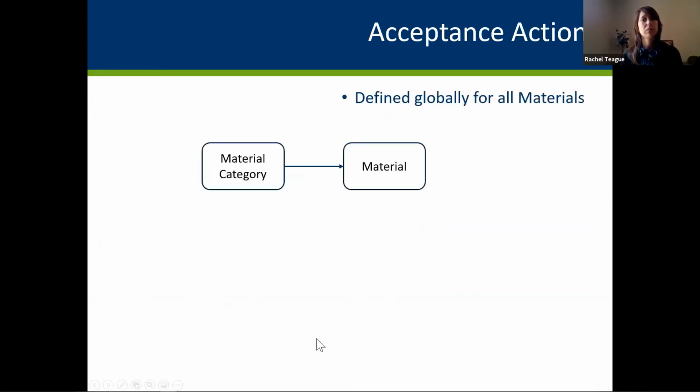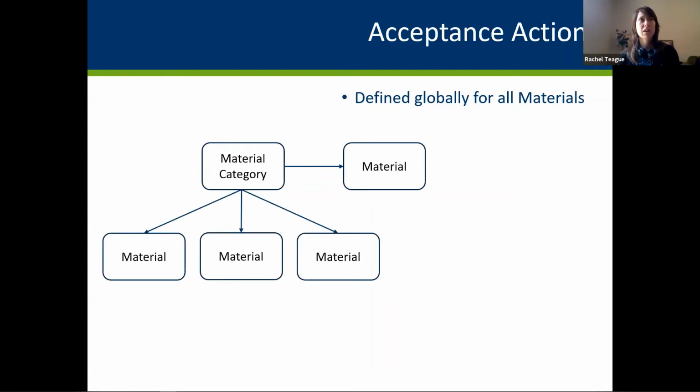How these work and where we're going with them is that you first define your acceptance requirements globally for all of your materials, no matter where they're used. We have grouped your materials into material categories, and this is important because your category is kind of the parent and all of its children inherit things from it. So a material category can have many materials, and anything that you've populated at the level of the category will be inherited by the child. Not anything, but a lot of things.